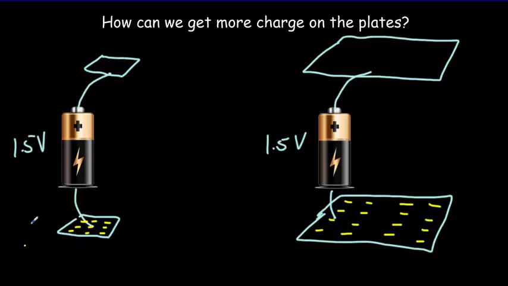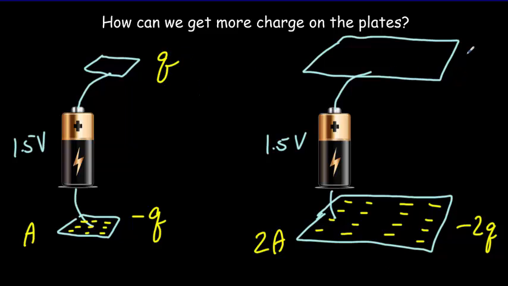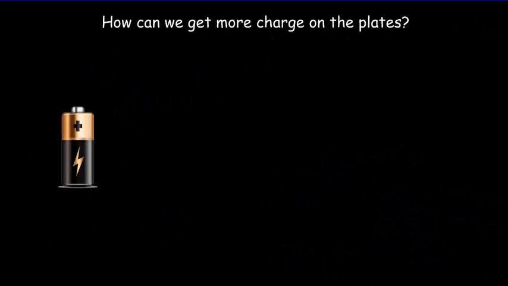So if, let's say, this has an area A and this has an area 2A, then we'd expect that this would have a charge of negative Q, and this would get a charge of negative 2Q. So we've got equal electrical pressure pushing those electrons together, and on either plate the electrons should get just as close together. But on the bigger plate, you can get more electrons there because you have more area. And it would apply the same on the top as well. So we can increase that charge on the plates by increasing the voltage of the battery or increasing the area of the plates. Here's a third method.